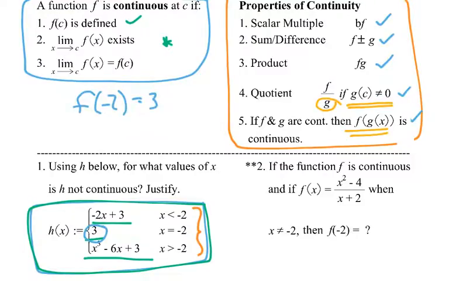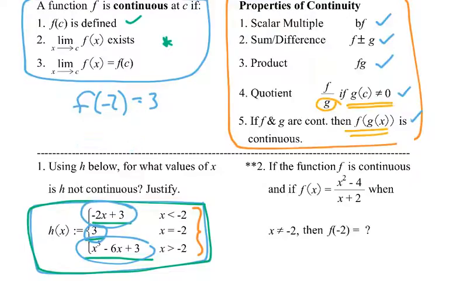The second thing on our list asks, does the limit as x approaches, and again, c in this case is negative 2. So the limit as x approaches negative 2, does that exist? Well, it exists if the limit from the left-hand side and the right-hand side are the same. So if we plug negative 2 into the top equation, we get 7. And if we plug negative 2 into the bottom equation, we get negative 8 plus 12, which is 4, plus 3, which is 7. So we get 7 from the left-hand side and 7 from the right-hand side.